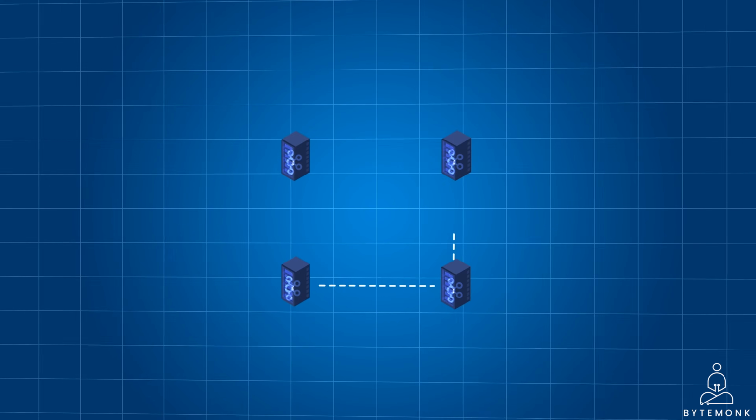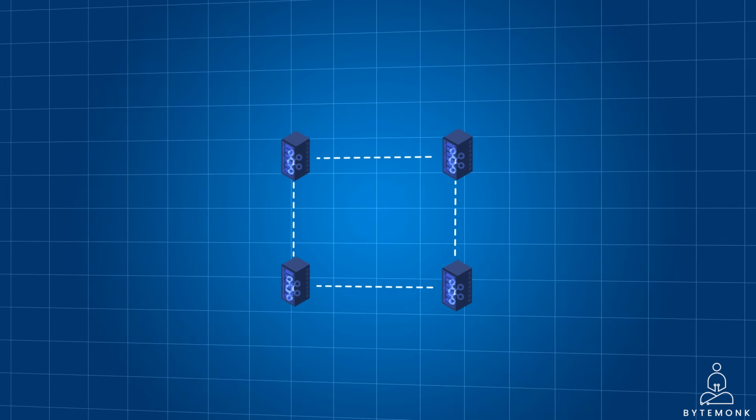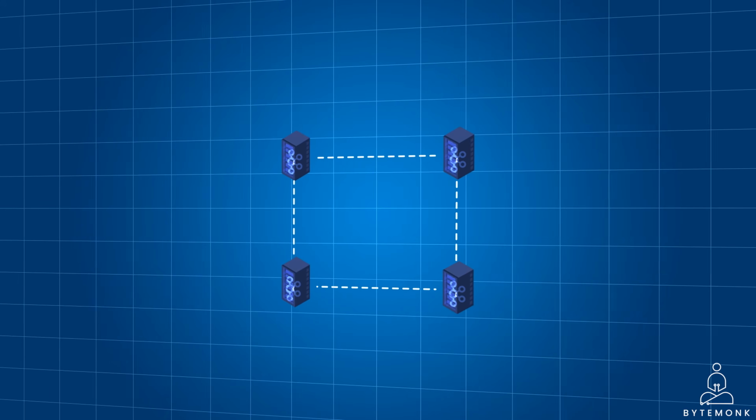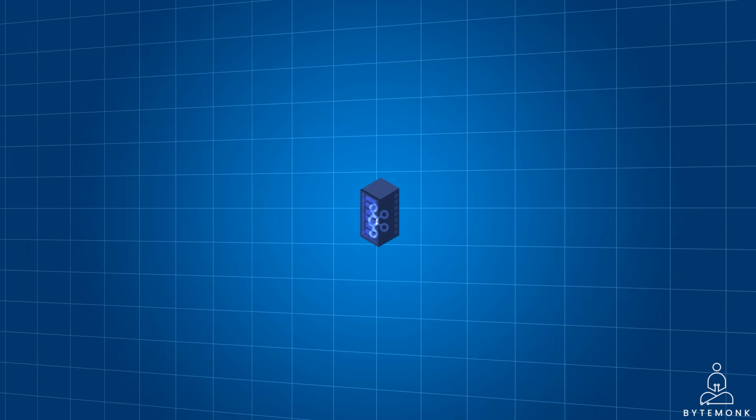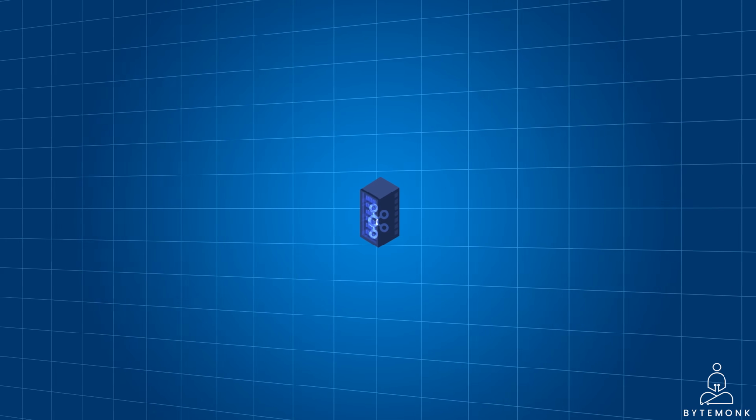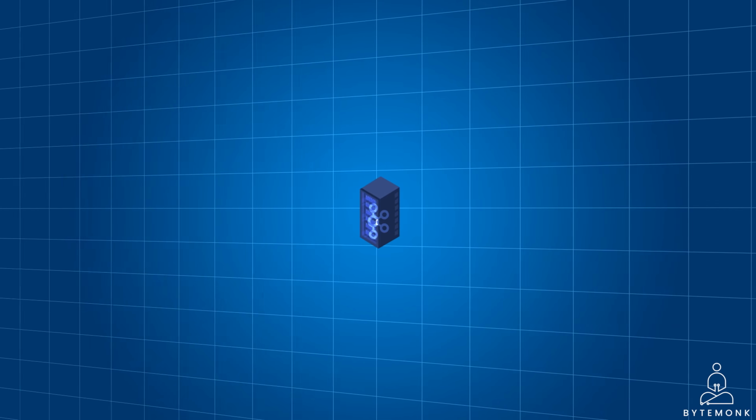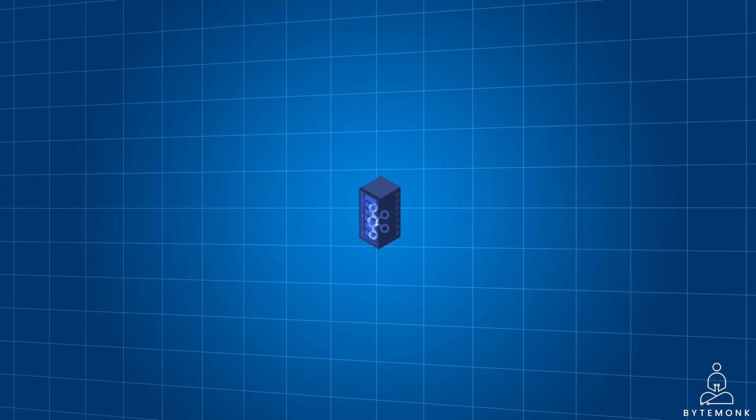Kafka operates within a cluster. Think of a Kafka cluster as a group of computers or servers working together as a single system. This cluster is what provides the power and reliability to handle massive amounts of data flowing through your topics.